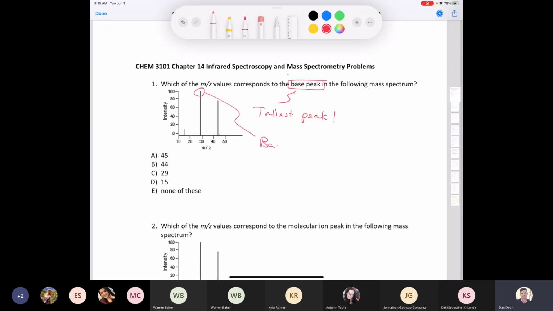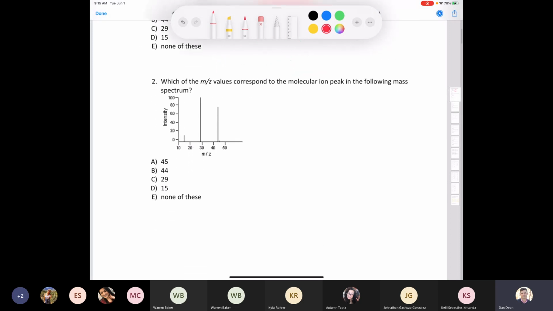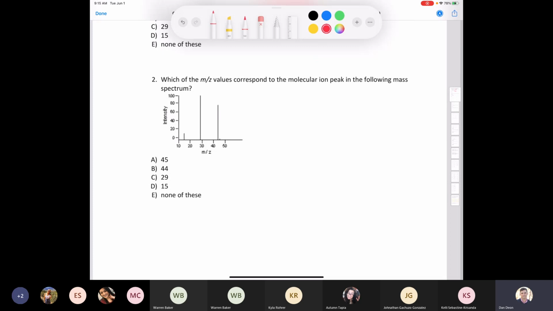So our base peak is this one here, which looks to me like it's got a mass over charge of 29, probably. Anyhow, that's a common fragment. So we'll say it's 29. The next one says, which one corresponds to the molecular ion?